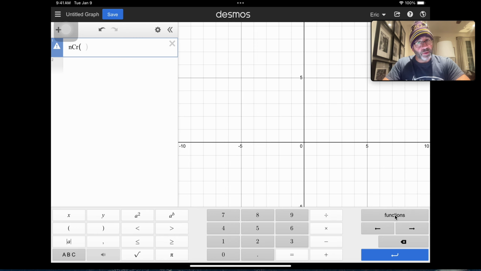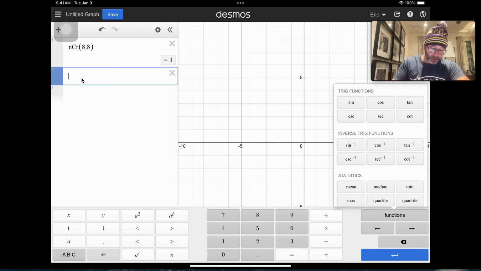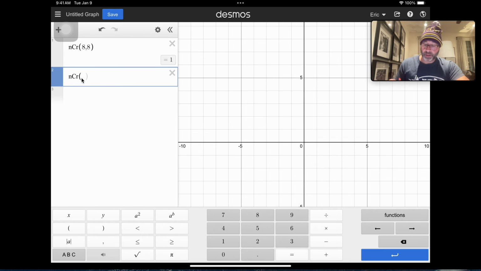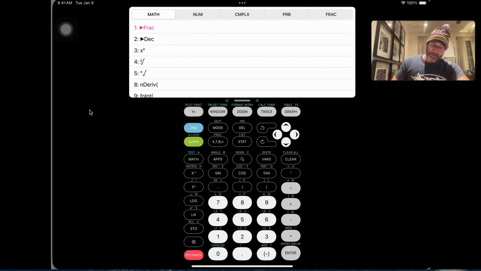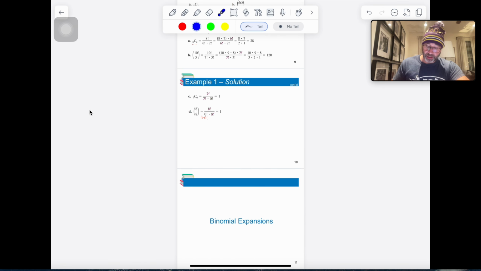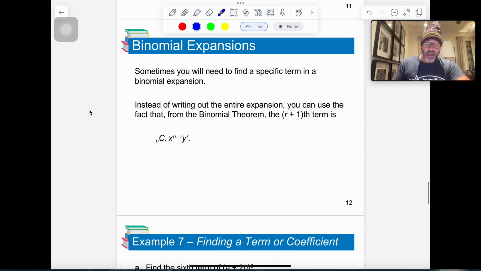Now this one's a little different when you put it in. This one, you have to define the two values n and r separated by a comma. So we would say 8, comma 8, and then parenthesis, and you'll see it ends up equaling a 1. Okay, and if it was like a 7, let's go with it again, go function, and let's go down to nCr, and let's put in like 7, comma 0, we know it should equal 1, and sure enough it does. Okay. All right, so let's get back to our notes here and let's actually practice doing some expansions.